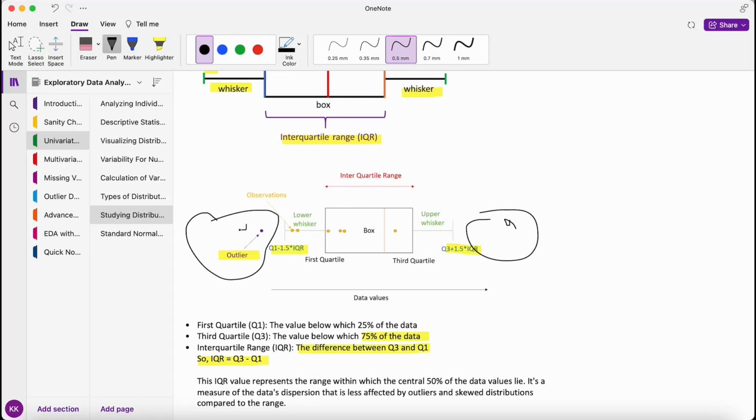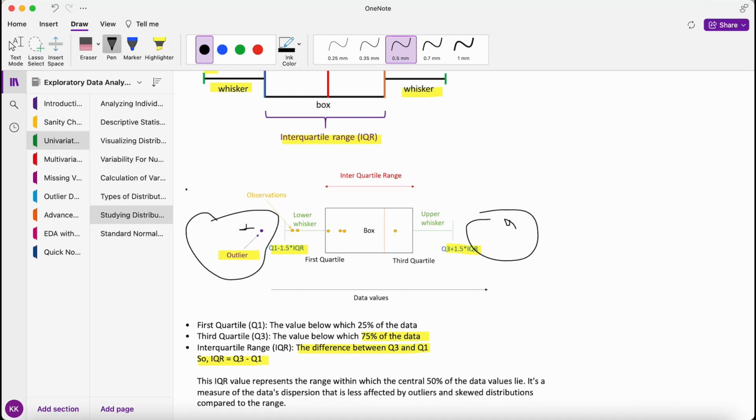In summary, quantiles are essential in understanding the distribution of data, helping us to see where most values lie and to identify any values that stand out significantly. The box plot, with its quartiles, median, and whiskers, gives us a clear visual snapshot of this information.